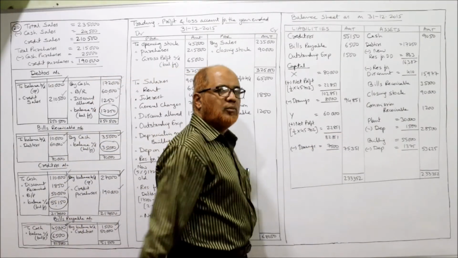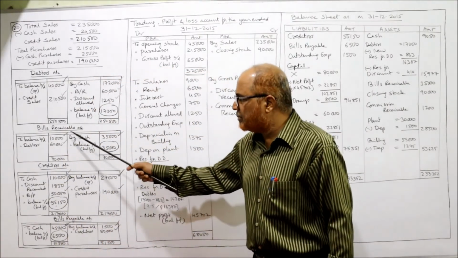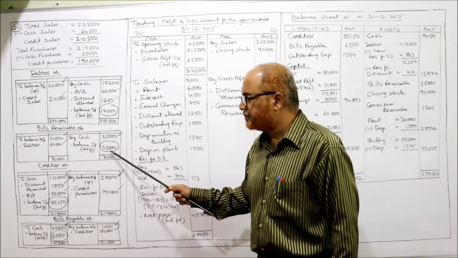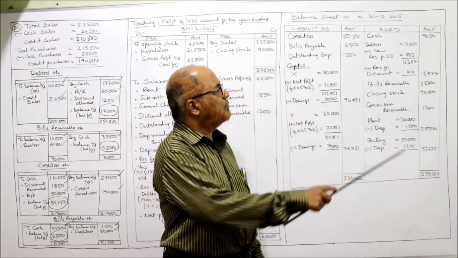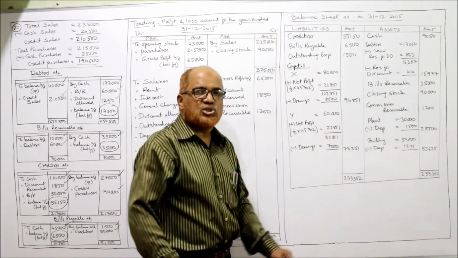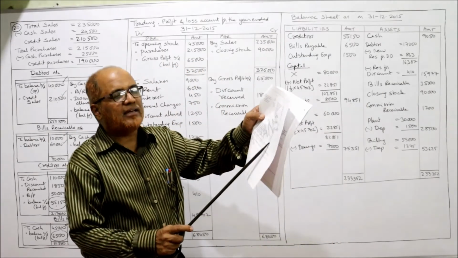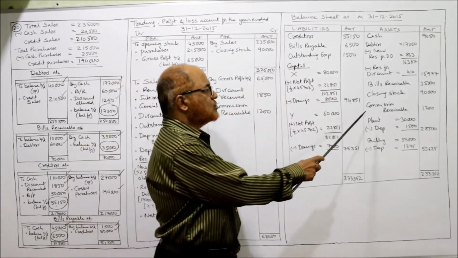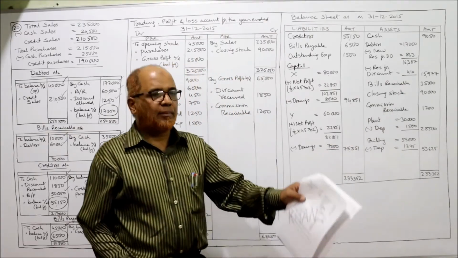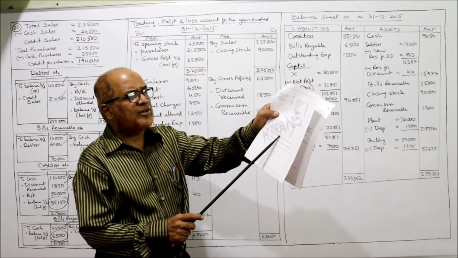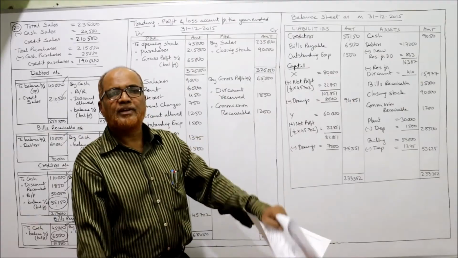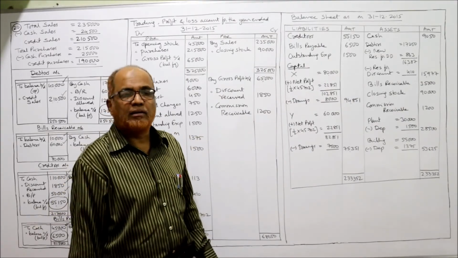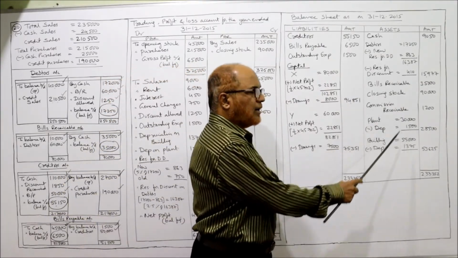Next comes bills receivable. Already we have calculated the closing bills receivable here, 35,000. 35,000 is the closing bills receivable. Then closing stock is given in the problem, last line, 90,000. 90,000 closing stock. Commission receivable given here, owing for commission earned, 1,200. 1,200 commission receivable.